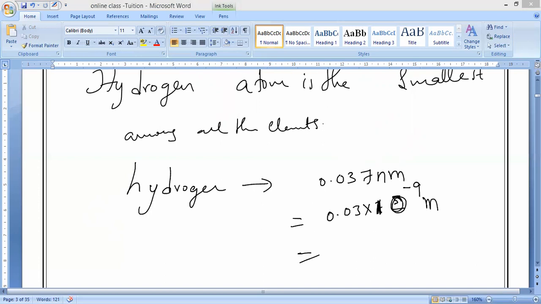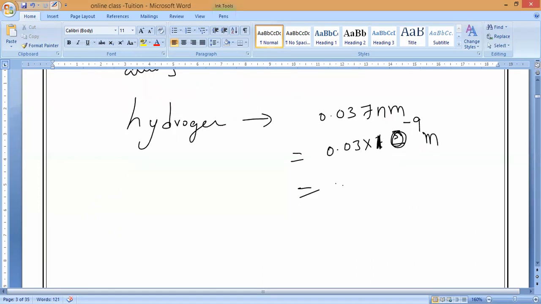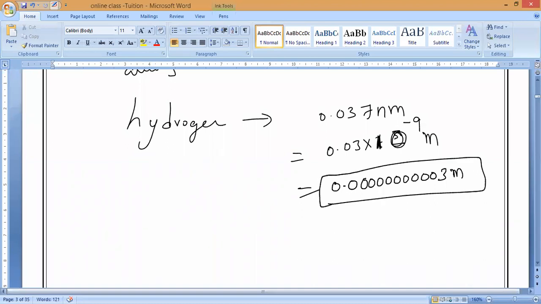0.000000000. What does that mean, guys? From this you can observe how much smaller it is. Is it a big one or the smallest one? Smallest one. So it is really very, very small. That is why the hydrogen atom is the smallest atom of all the elements. Is it okay, guys?